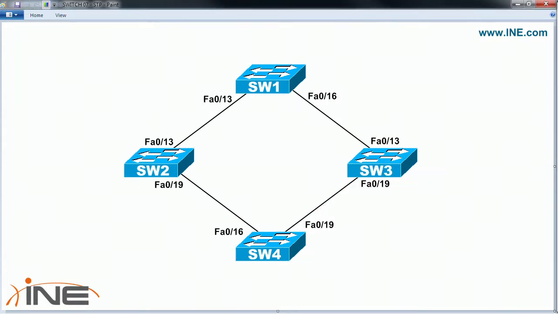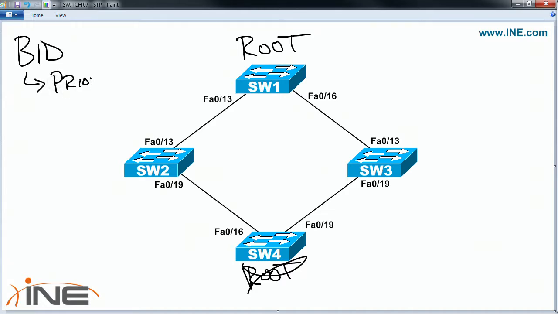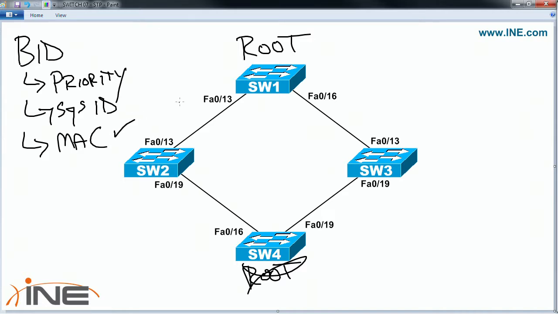So let's say now that we want to change the selection, that we don't want switch 4 to be the root anymore. We're going to change the root so that it's at the top of the diagram, on switch 1. The key again is that this election is based on their bridge IDs, which are made up of the priority, the system ID, and the MAC address. Out of these 3 values, we can't change the MAC address and we can't change the system ID, so we can change the priority. And it's a lower value that is preferred.